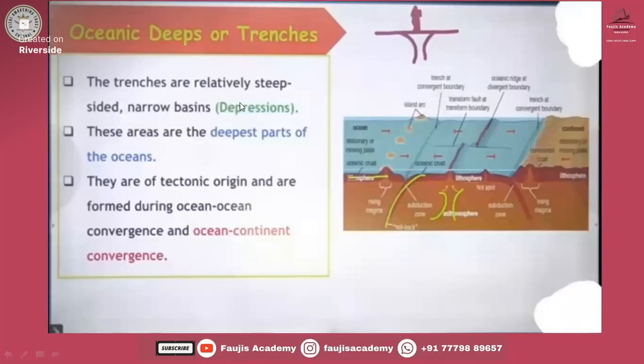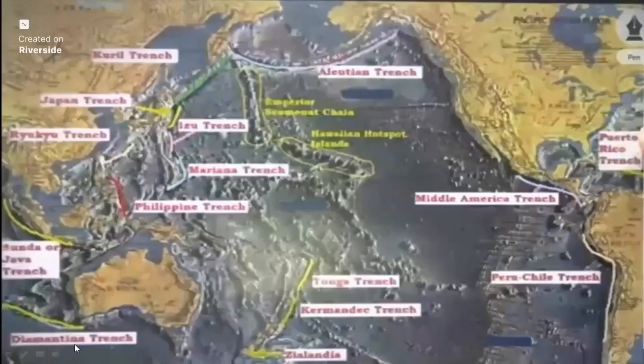So now reefs and trenches. So that is the deepest part of the oceans. Okay, that means there will be narrow depressions. So you see here, narrow depression type will be there. So that will be the deepest part. They have a tectonic origin and are formed during ocean-ocean convergence and ocean-continent convergence.